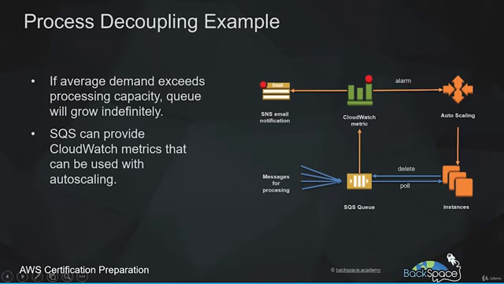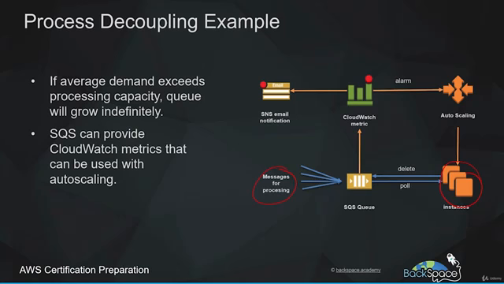So let's have a look at an example of using these services to decouple our application from its demand. Let's just say we have an application and it's running on an auto-scaling group of EC2 instances. And that application is a process server. It's not a web server.